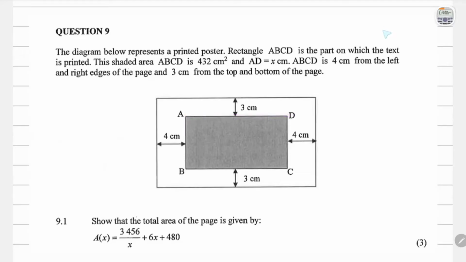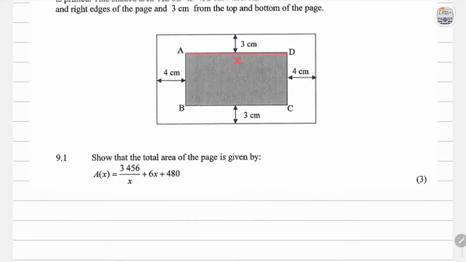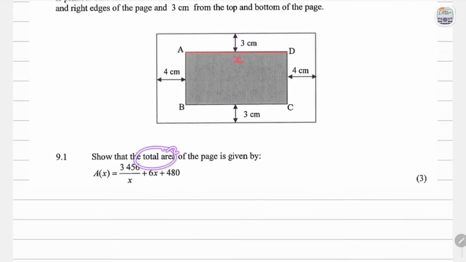So let's mark that. ABCD is 4 centimeters from the left and right edges of the page, as we can see, 4 centimeters like that, and 3 centimeters from the top and bottom of the page. And the question is to show that the total area of the page is given by this.